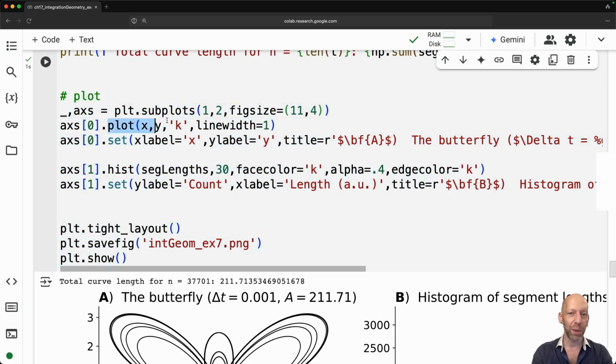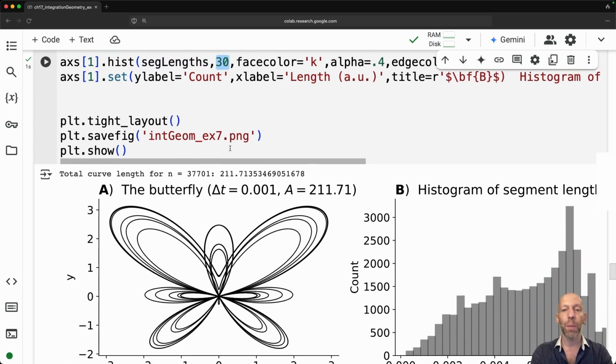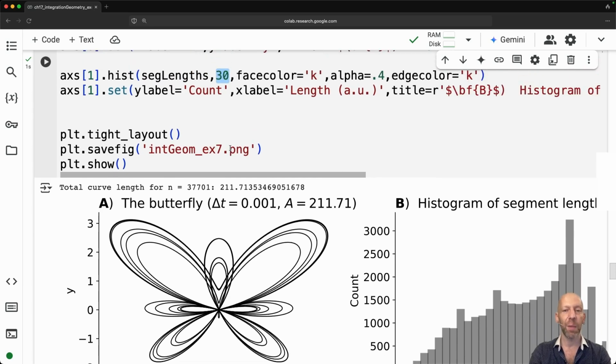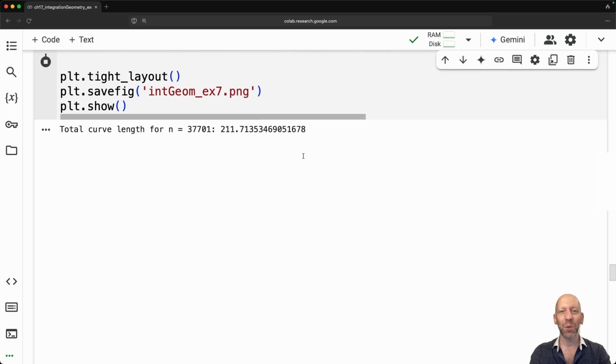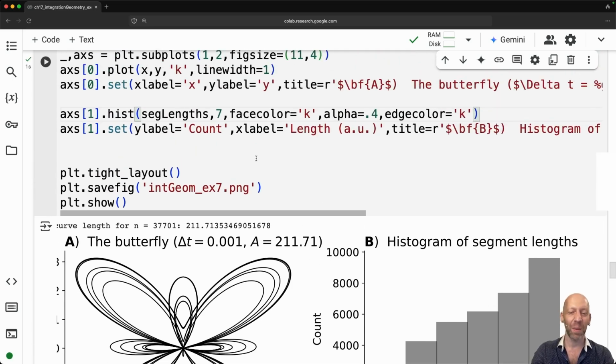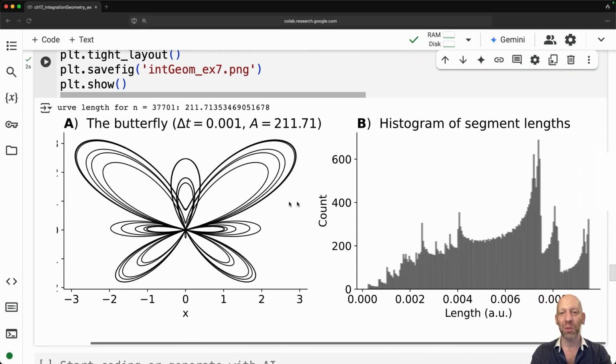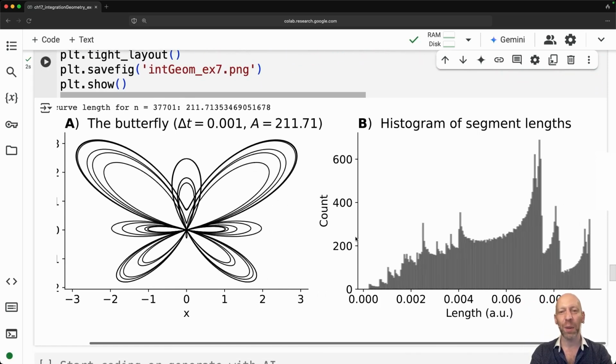I think this is pretty straightforward, just plotting x by y. And here I'm using plt.hist, inputting all the segment lengths. This parameter 30 here is the number of bins. So you can see if I make this 7, 7 is too small. That's going to give us only 7 bins. And you can make this really a lot, like 190 bins. But this is also not super interpretable because we just have too many bins.